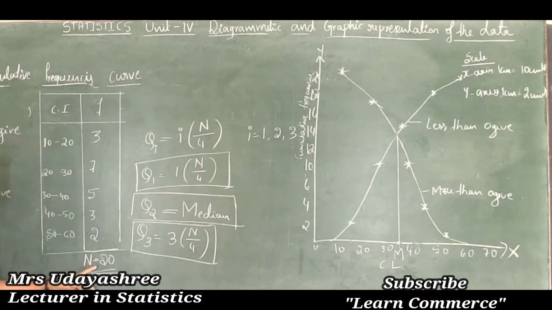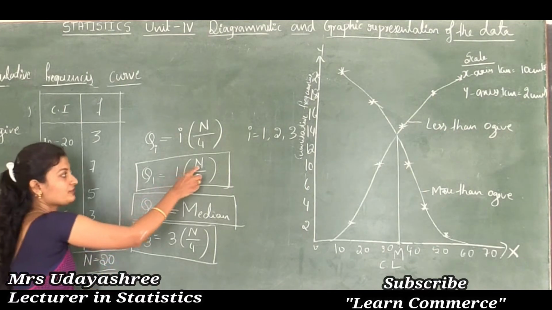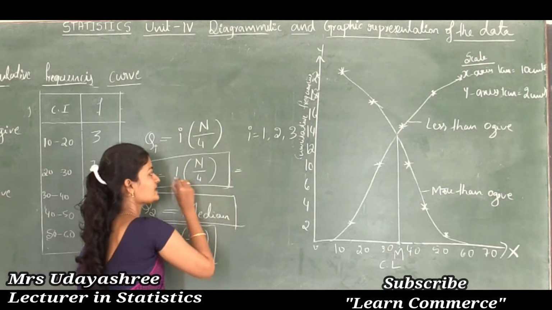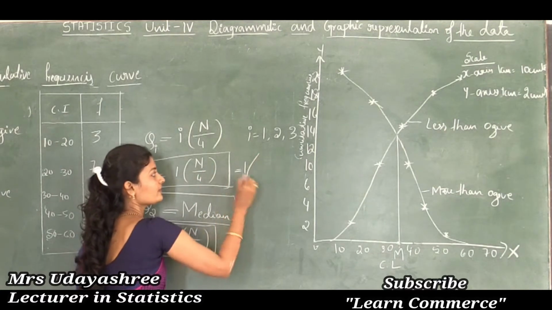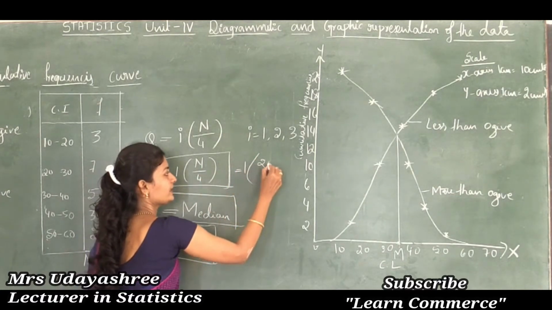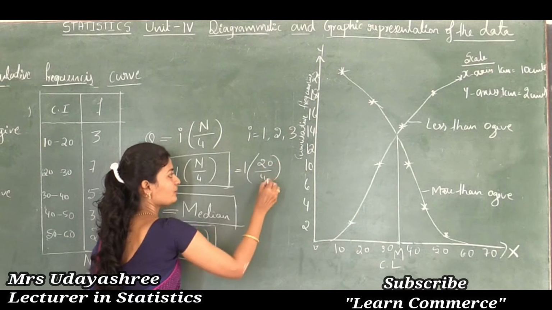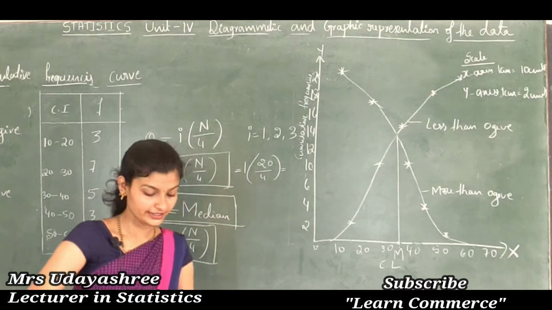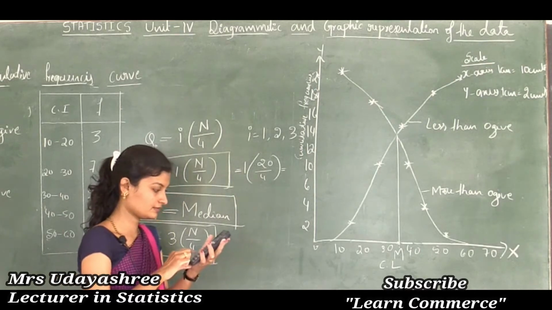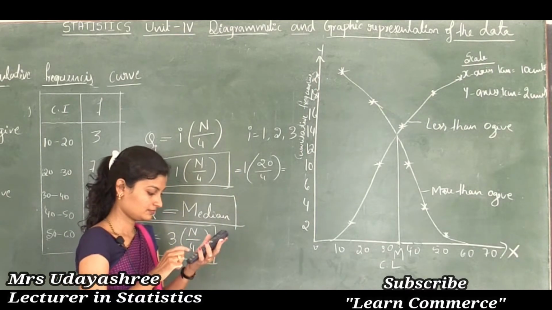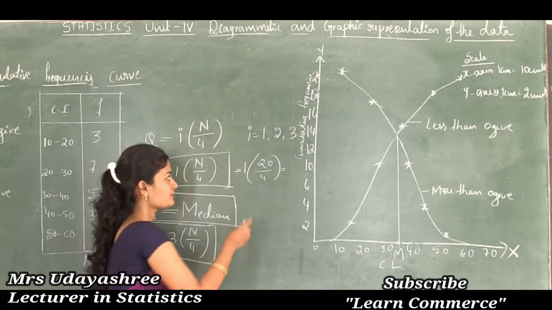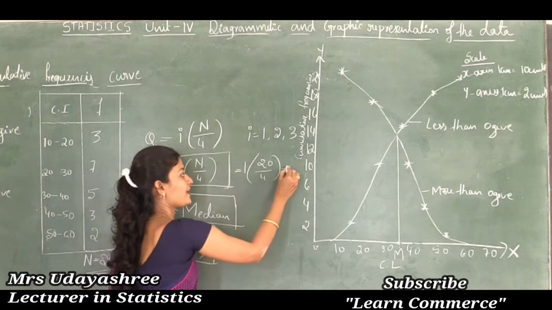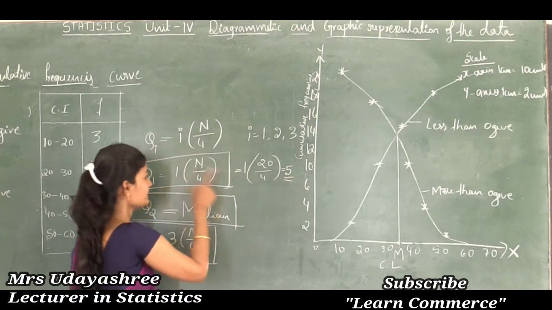Here N is 20. In this example, N is 20, so in the place of N I will substitute 20. That is 1 into 20 divided by 4. 20 divided by 4 is 5, so 5 into 1 is 5 only. Here Q1 is 5.